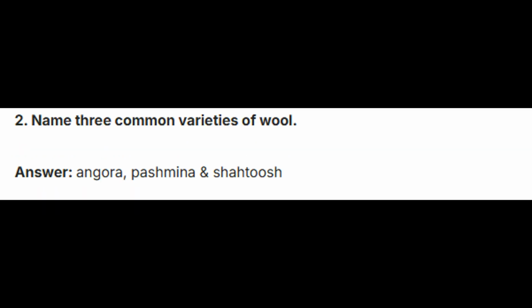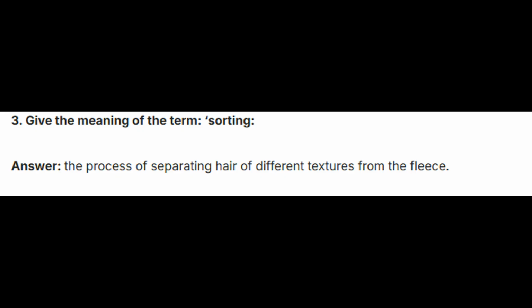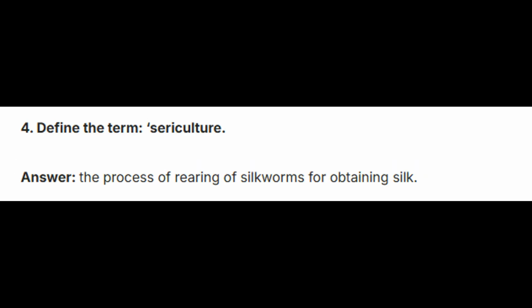Second, name three common varieties of wool. Answer, Angora, Pashmina, and Shahtoosh. Third, give the meaning of the term sorting. Answer, the process of separating hair of different textures from the fleece. Fourth, define the term sericulture. Answer, the process of rearing of silkworms for obtaining silk.